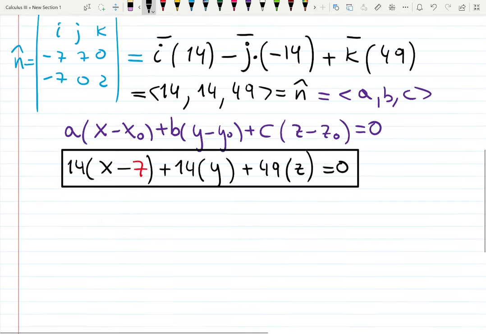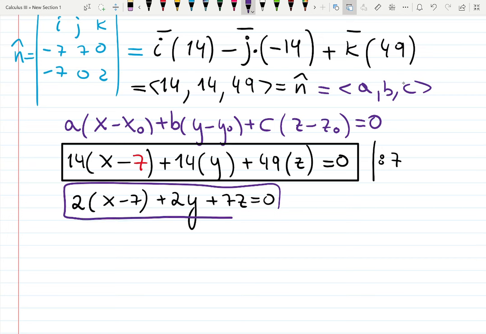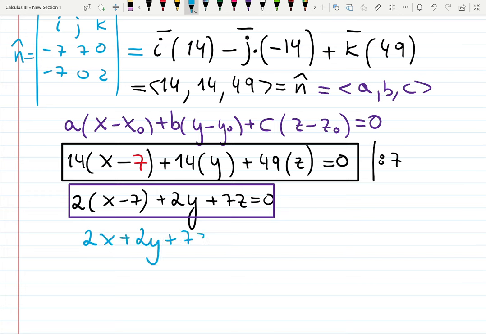I can rewrite it if I want, like I can divide by 7, for example. And that's going to be 2(x minus 7) plus 2y plus 7z equals 0. I kind of like this form better. And I can also simplify it if needed. It's going to be 2x plus 2y plus 7z equals 2 times 7, which is 14. That, I think, is the best version of it.